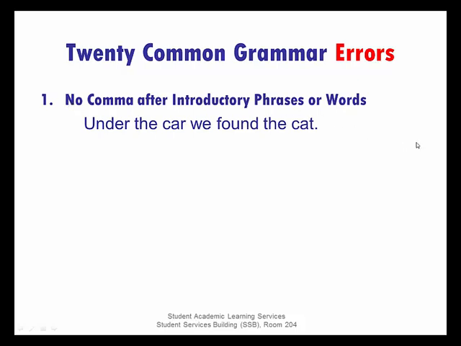So in this case, we have no comma after introductory phrases or words. So in the example sentence, under the car we found the cat, there's a missing comma. And we need to put the comma after the introductory phrase. So if you were guessing that the comma belongs after the word car, you're correct. Under the car is an introduction, and then we found the cat is the main sentence. So we need a comma to separate them.